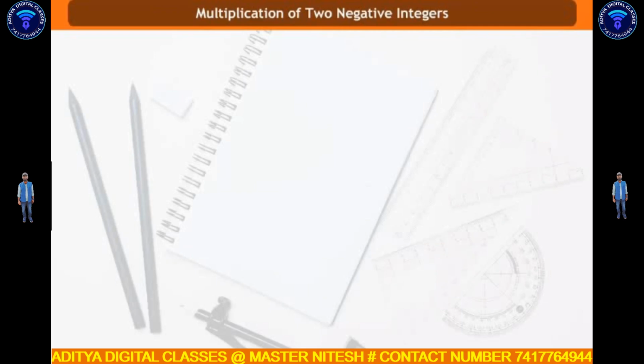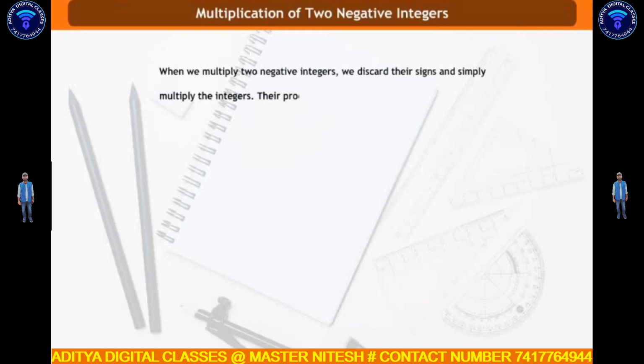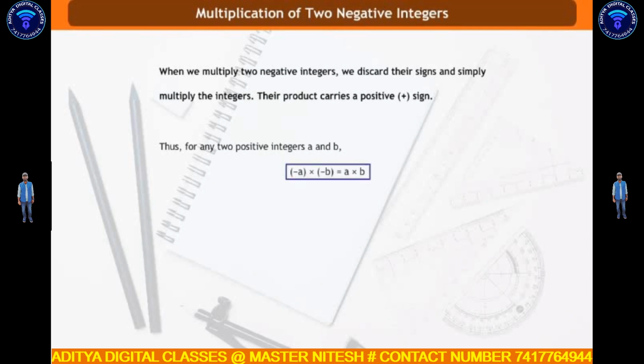Multiplication of 2 negative integers. When we multiply 2 negative integers, we discard their signs and simply multiply the integers. Their product carries a positive sign. Thus, for any 2 positive integers a and b, minus a into minus b is equal to a into b.